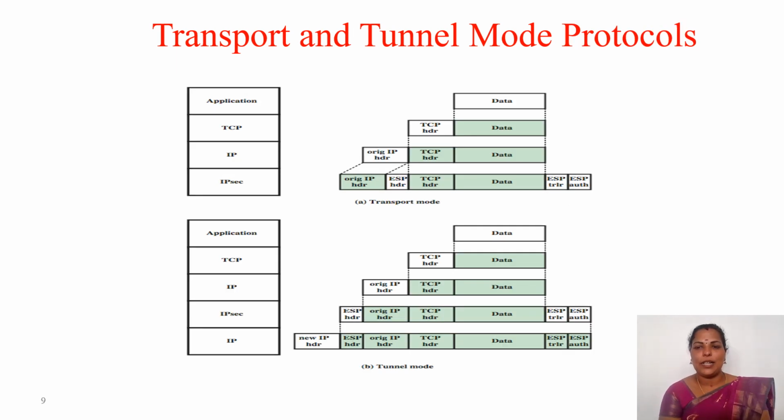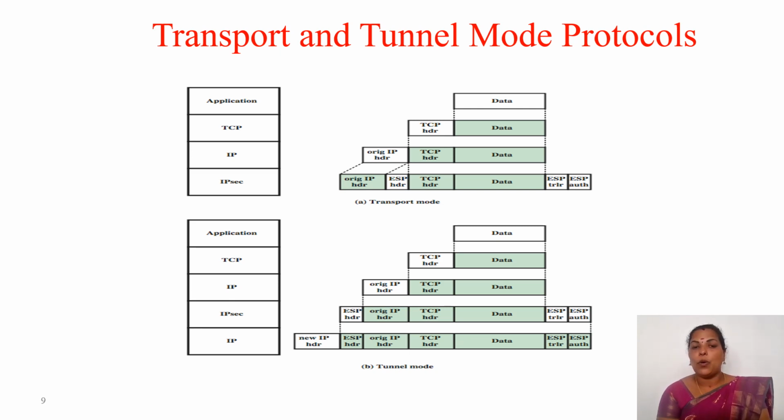Next is the transport and tunnel mode protocol format. See here, generally in the ISO-OSI model, IP, then TCP, application. Below IP, we have the IPSec, because in order to provide more security we have this IPSec. So here you see the data is encapsulated with many things. Generally in IP we have the data plus TCP header, and the original IP header. Here in IPSec, in addition to the TCP header and original IP header, we have the encapsulating payload header, then the encapsulating payload trailer, then encapsulating authentication as well. So these things are included in the transport mode.